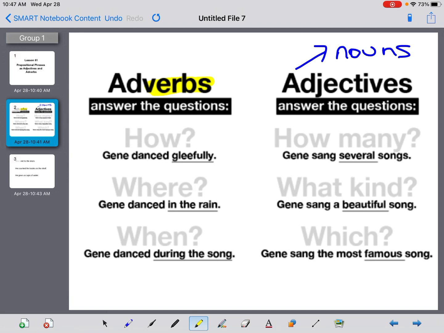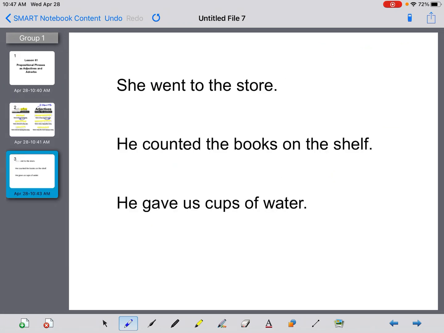So adverbs answer the questions how, where, and when. And adjectives answer the questions how many, what kind, or which. Okay, so if you look at the examples underneath each of these questions, we can see that here we have Jean danced gleefully. Well, the gleefully is describing how Jean danced. And since danced is a verb, it's an adverb. Okay, jumping over to adjectives. Jean sang several songs. How many songs did he sing? He sang several. Okay, since songs is a noun, several is acting as an adjective.